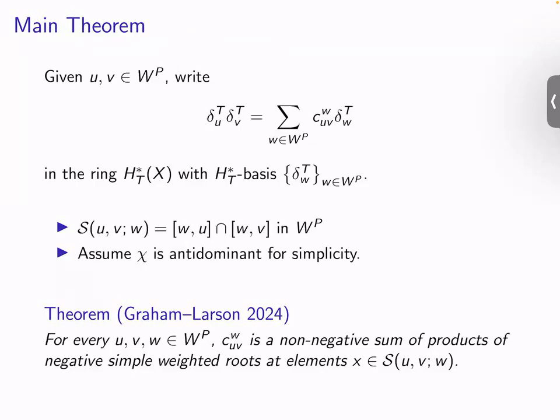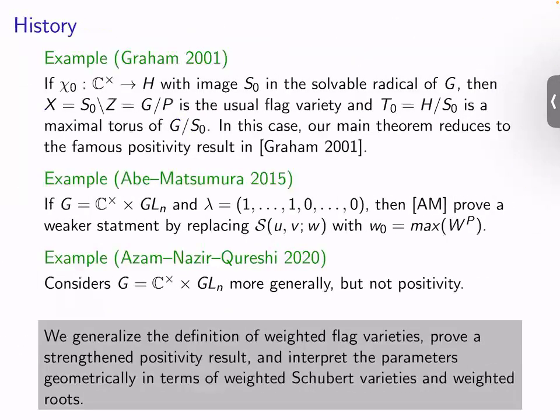So I'm going to explain this a little bit. First, I want to say a little bit about the history, and then tell you what weighted roots are. Okay, so under this key assumption, it's a fact that there always exists a co-character whose image is contained in the solvable radical of G. And in this case, the weighted flag variety is just the usual unweighted flag variety, and the torus is a maximal torus as usual. And our theorem actually reduces precisely to this famous positivity result proved by Bill Graham back in 2001.